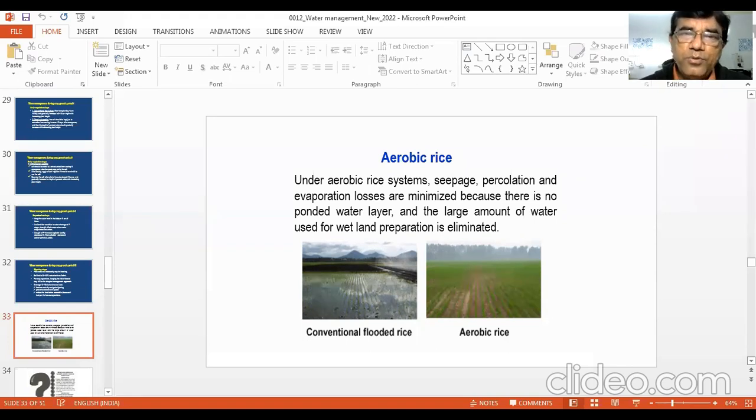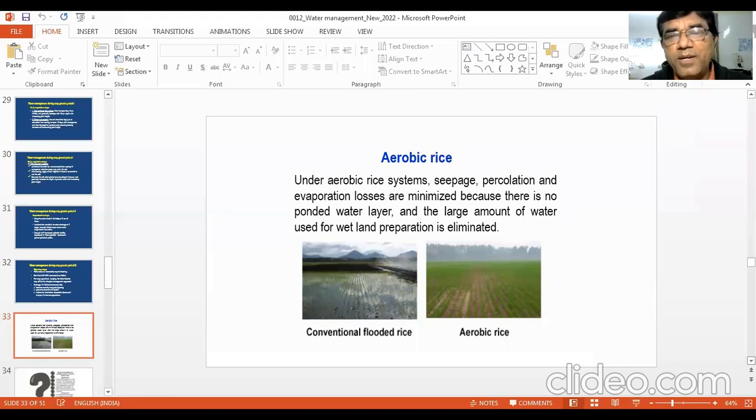So I already told you that aerobic rice is high yielding rice where high yielding varieties are taken and the recommended doses of fertilizers are applied, fields are bunded, and sowing is done under dry condition, dry direct seeding in this. However, pre-sowing irrigation can be given and rice is grown just like maize or wheat. That is your aerobic rice.